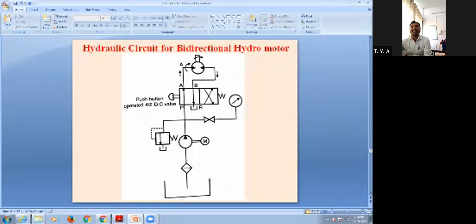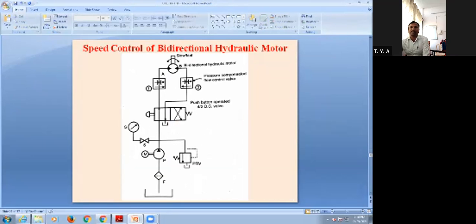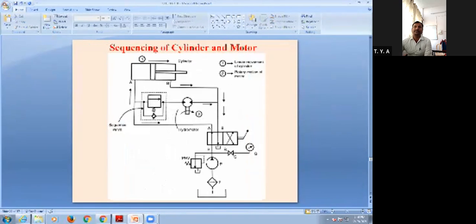Now I will show the bidirectional, which means in both directions. See, this is a hydraulic circuit for a bidirectional hydraulic motor. This is a speed control of your bidirectional hydraulic circuit. Actually this is not in our syllabus, but just for knowledge purposes, I am taking it.